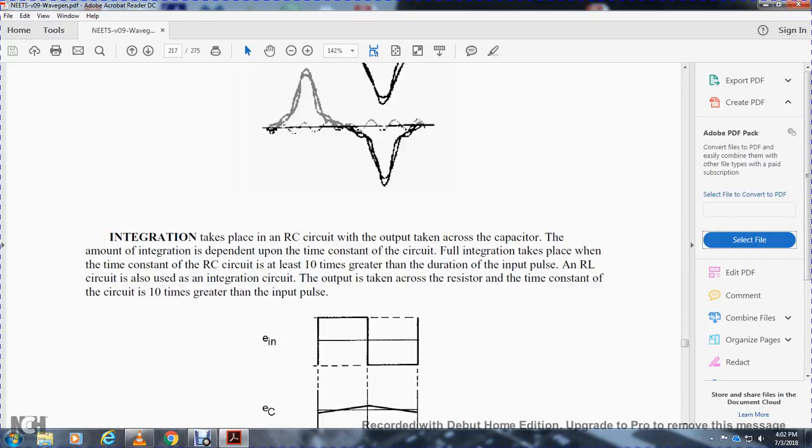Also, integration takes place in an RC low pass circuit. The amount of integration depends on the time constant of the circuit. Full integration takes place when the time constant of the RC circuit is at least 10 times greater than the duration of the input. So an RL circuit can also be an integration circuit.